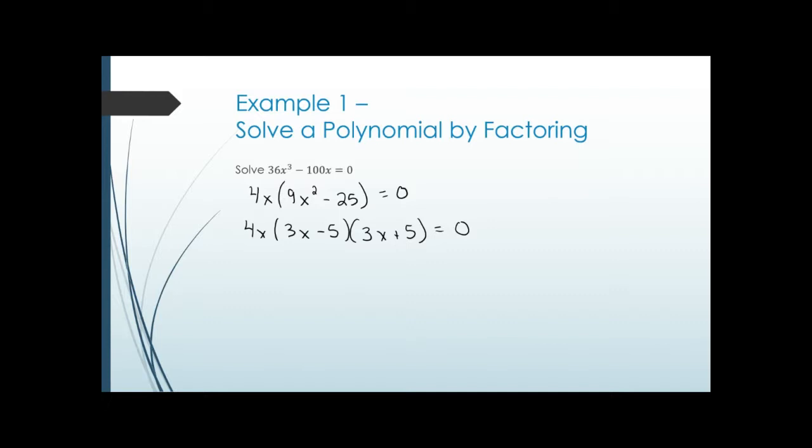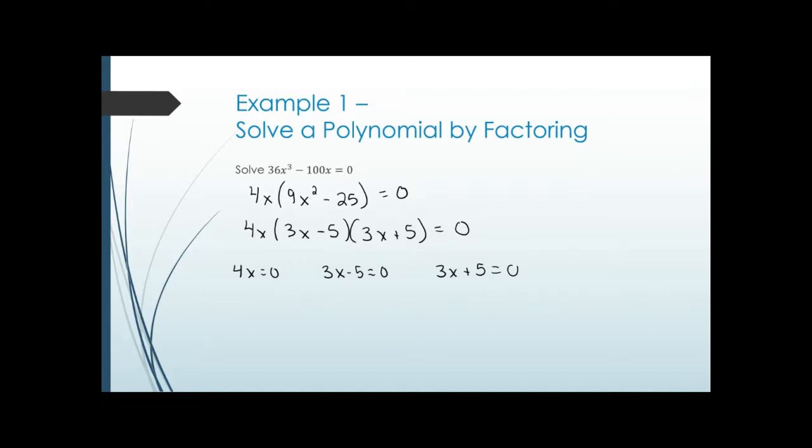And so you factor, but you basically factor as far as you can go. And then once you've factored everything, you're using that zero product rule that we used when we're solving by factoring, and you're setting each factor equal to 0. So we have 4x equals 0, 3x minus 5 equal to 0, and 3x plus 5 equal to 0.